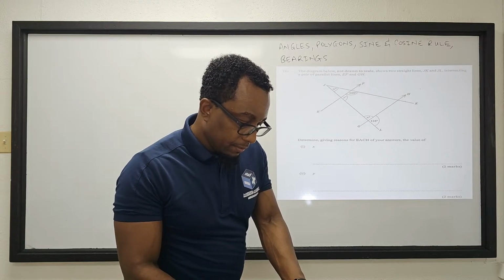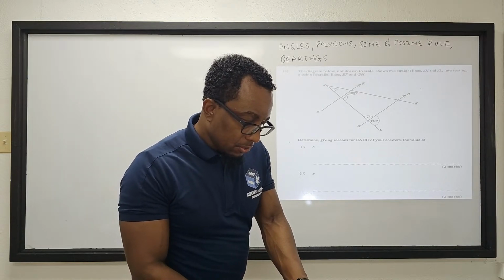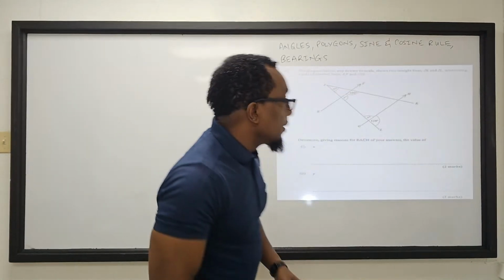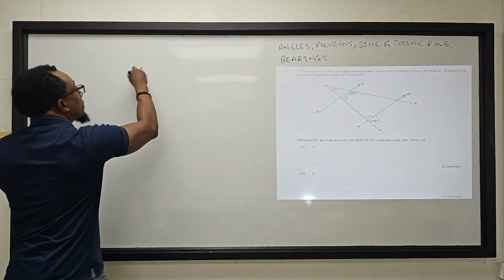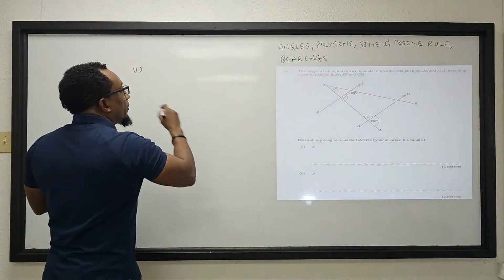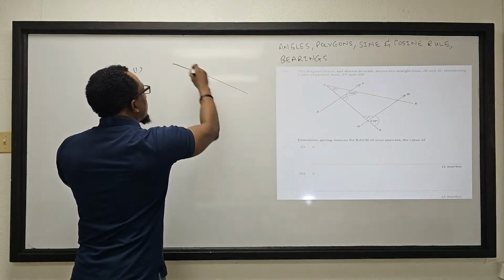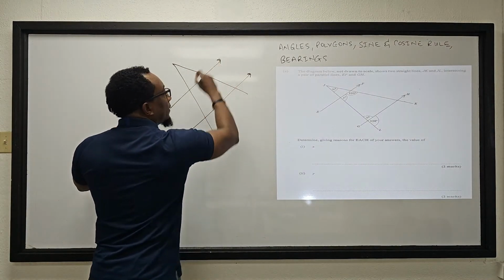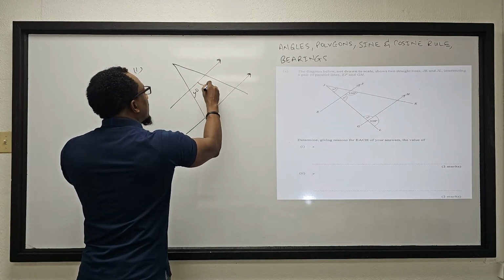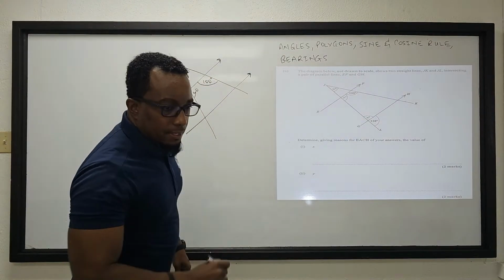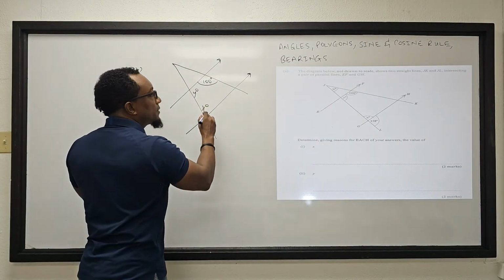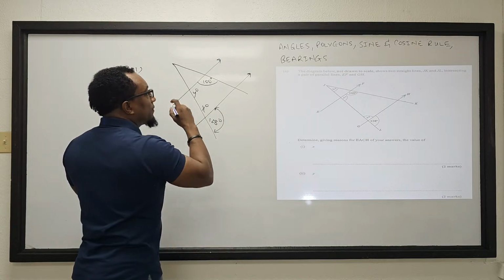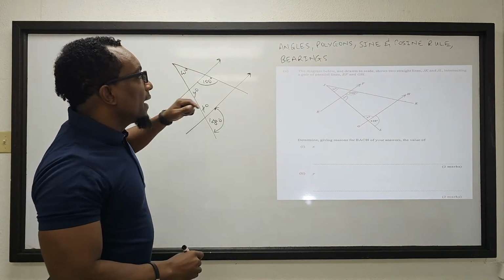Alright, so let's find x first. To find x, let me draw the diagram. We have these two parallel lines. This is y degrees, that is 100 degrees. This is x degrees, this is 120 degrees. And we want to find x, y, and w.